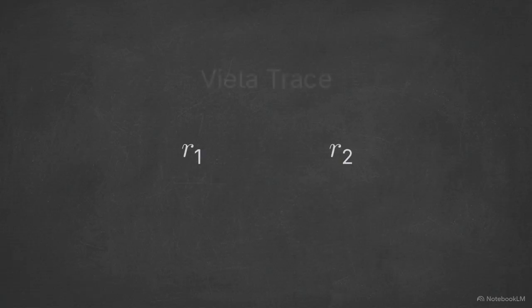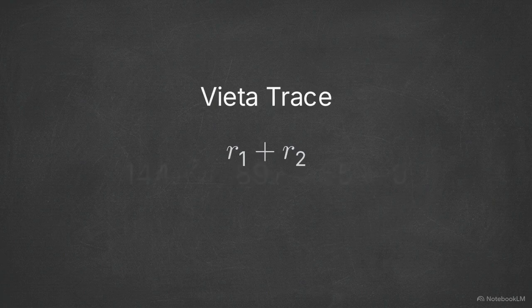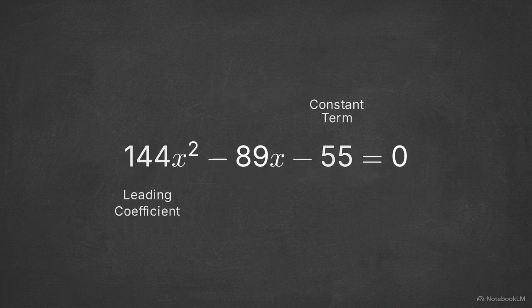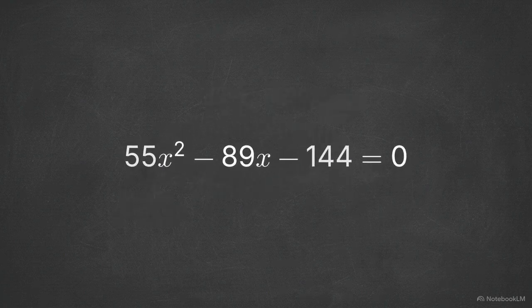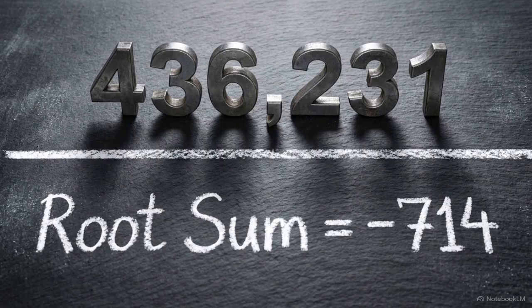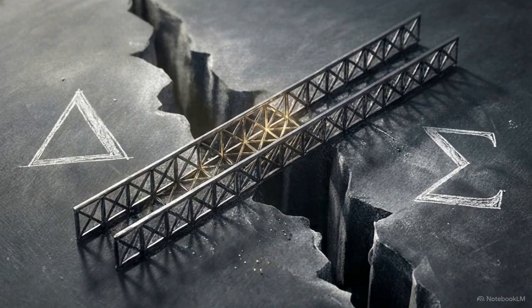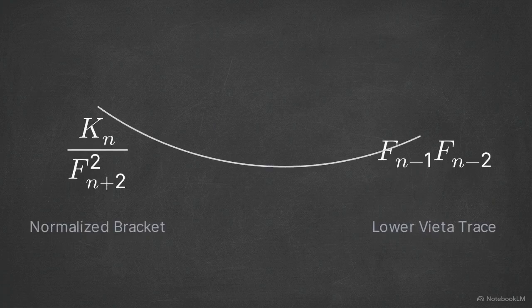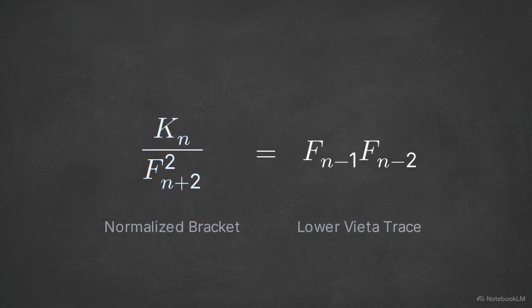The Vieta trace is the mathematical sum of the equation's roots. If we take this quadratic and physically swap its boundary terms, the leading coefficient and the constant, the new equation possesses an exact, simple Vieta trace of exactly -714. How can a polynomial defined by such a massive escalating discriminant perfectly encode a simple, unchanging root sum across its boundaries? These two properties are tied together by a formal algebraic bridge. By building that bridge, we can prove that the normalized discriminant bracket exactly recovers the lower Vieta trace.